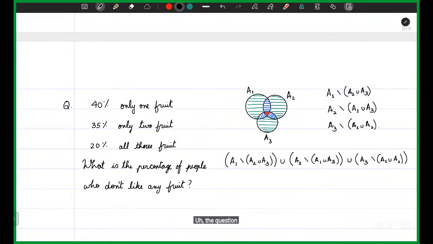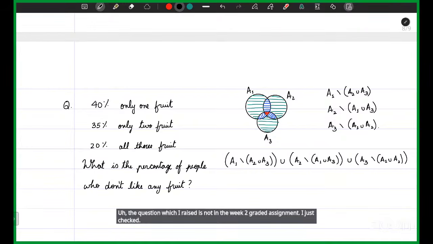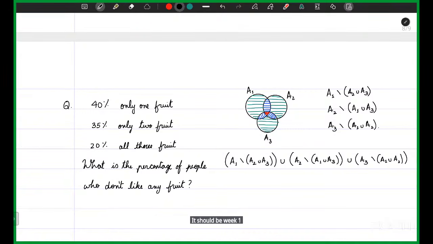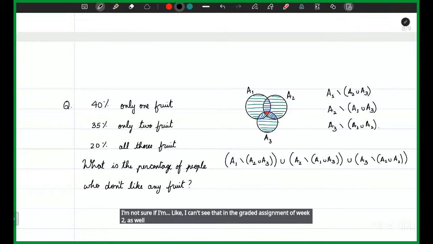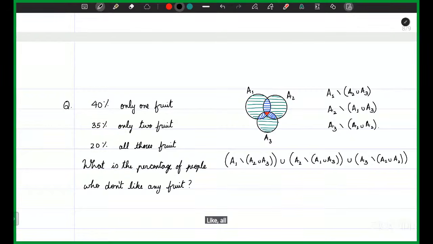The question which I raised is not in the week 2 graded assignment. I just checked. I'm not sure. It should be in the week 1 graded assignment if it is there. No, sir, it's not there. That question is not in a graded assignment. I can't see that in the graded assignment of week 2 as well as week 1. Not all have the same questions. There might be some randomization also. Anyway, let's avoid this ambiguity and discuss it later. It's a good question, I guess.